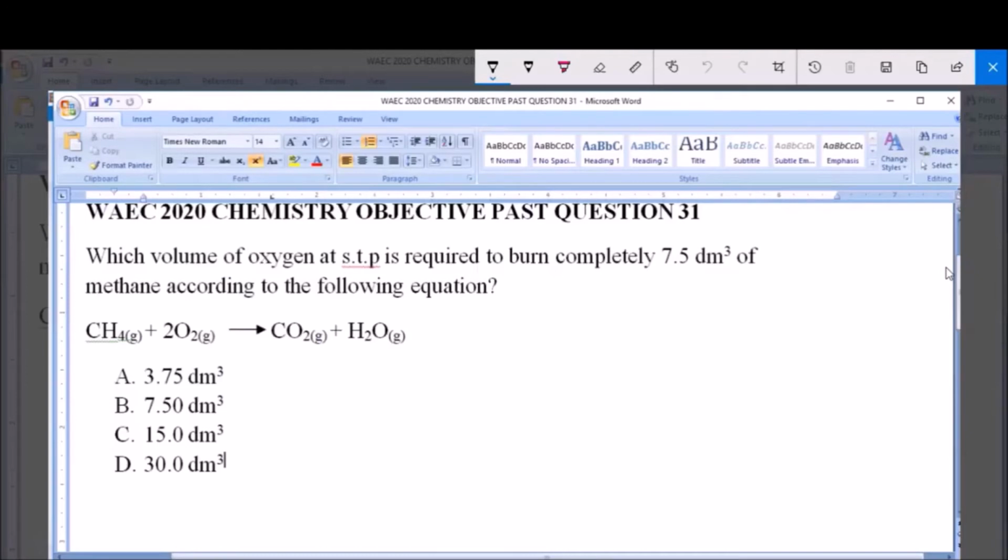Hello and welcome. I'm going to be answering WAEC 2020 Chemistry Objective Past Question 31. Which volume of oxygen at STP is required to burn completely 7.5 dm cube of methane according to the following equation? So you have the equation of reaction here, the combustion of methane. A, 3.75 dm cube, B, 7.50 dm cube, C, 15.0 dm cube, D, 30.0 dm cube. So we are looking for the volume of oxygen at STP required to burn this volume of methane according to this equation.